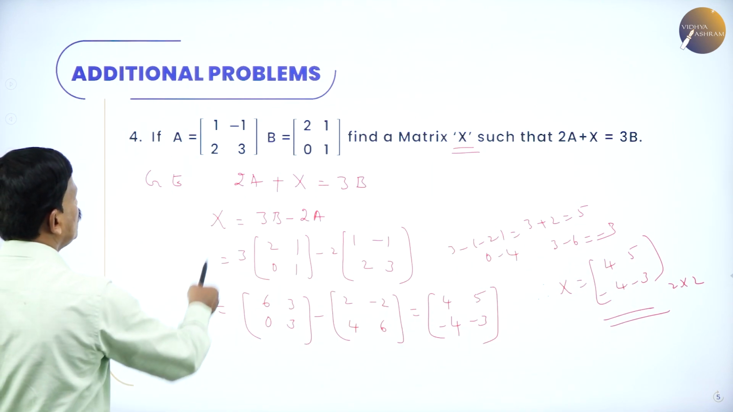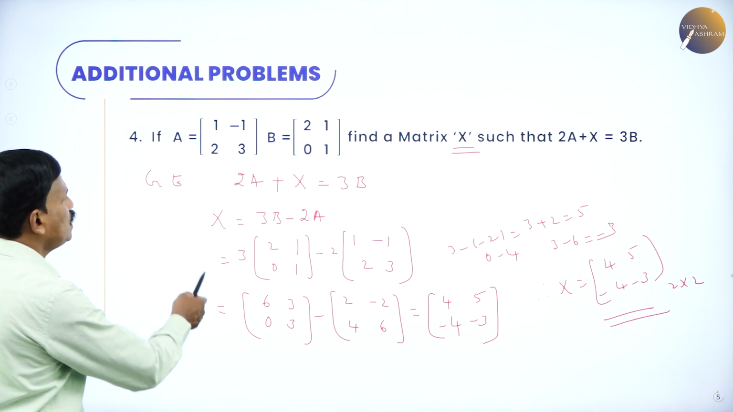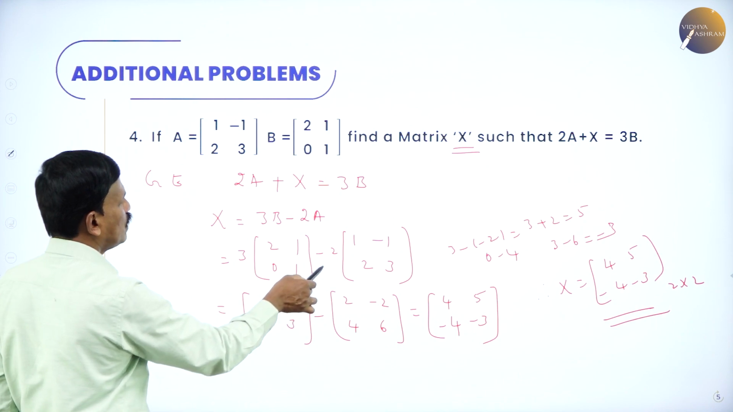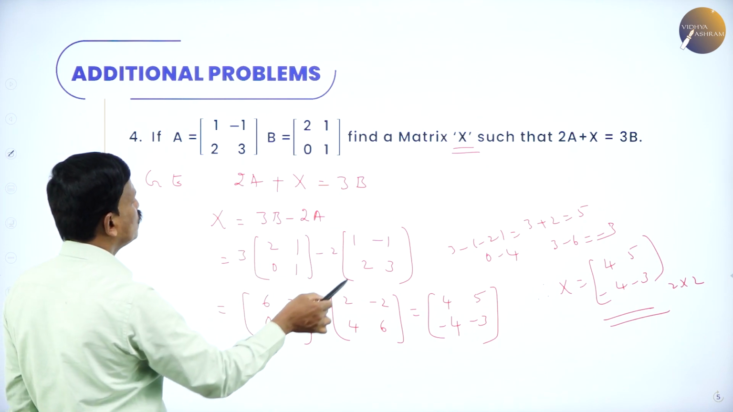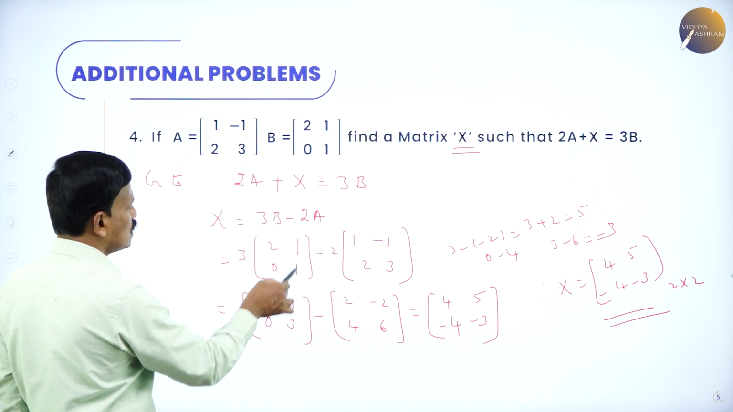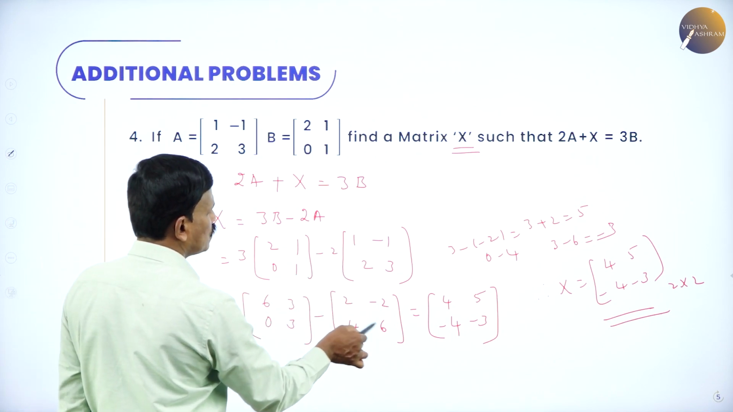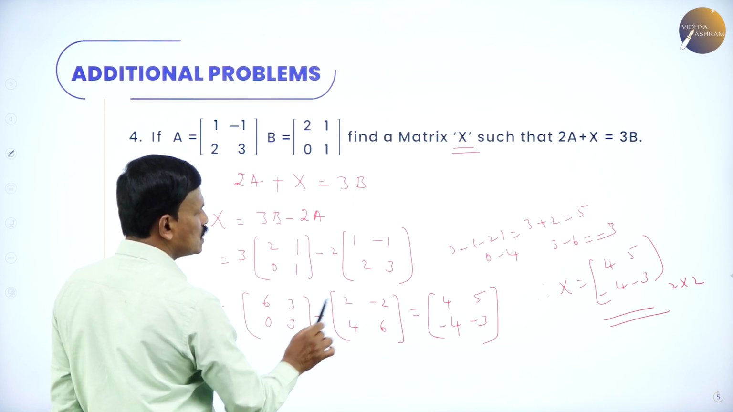Check. So what is given equation? 2A plus X is equal to 3B. X is equal to 3B minus 2A. 3 into B. 2, 1, 0, 1 minus 2 into A. 1 minus 1, 2. 3 2s are 6. 3 1s are 3. 3 into 0, 0. 3 1s are 3. 2 1s are 2. 2 into minus 1 is minus 2. 2 into 2 is 4. 2 into 3 is 6.